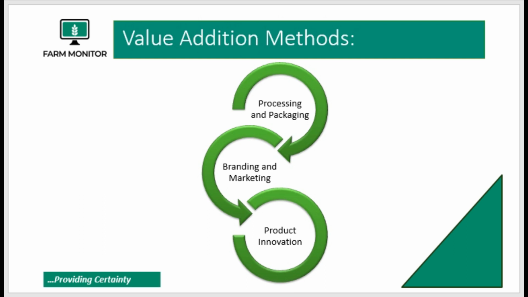You can either do processing and packaging, you can do branding and marketing, or you can innovate a totally new product. In processing, when you turn raw produce into processed goods, or you add appealing package, appealing flavor, or you just process it into readily consumable forms, you can increase the value of the product.